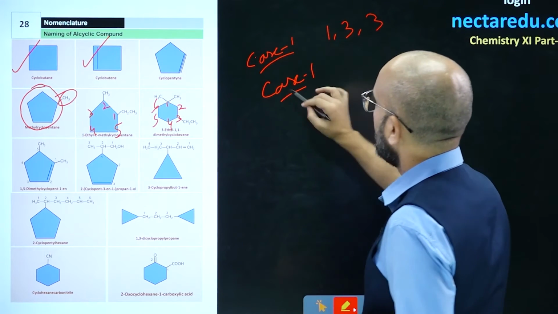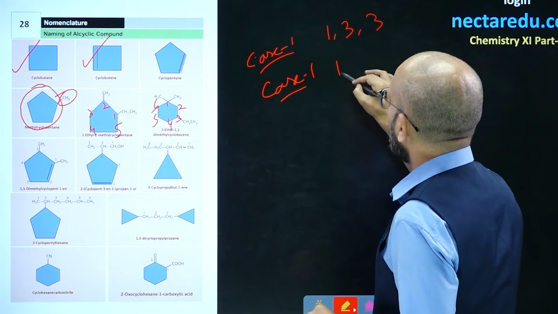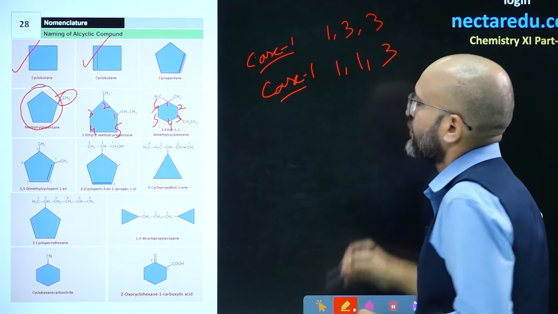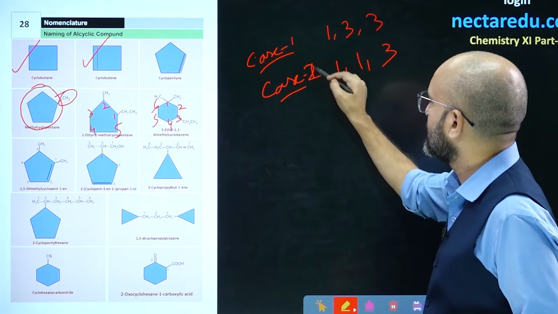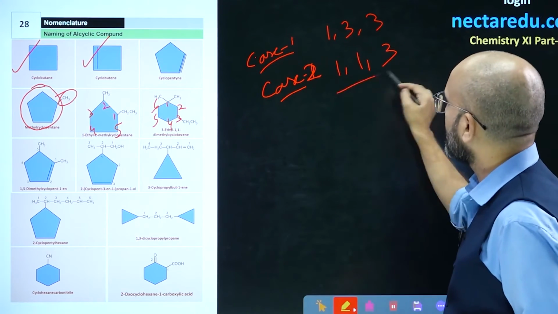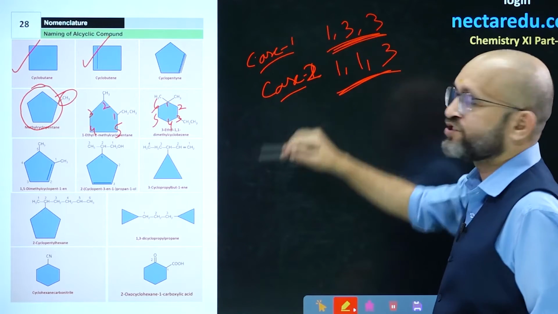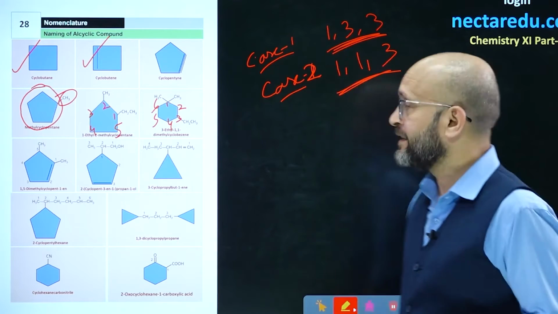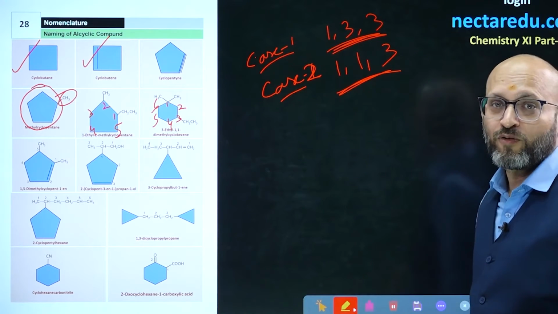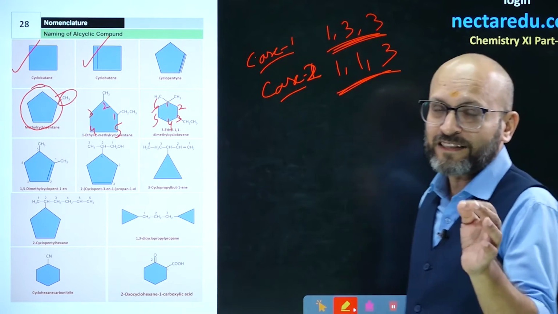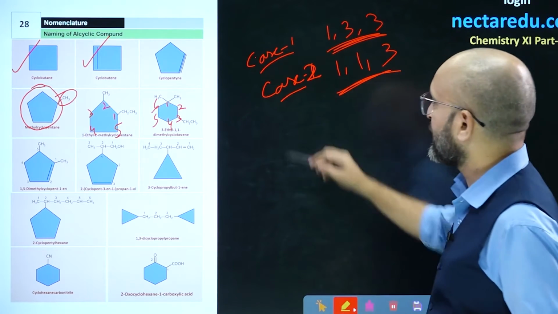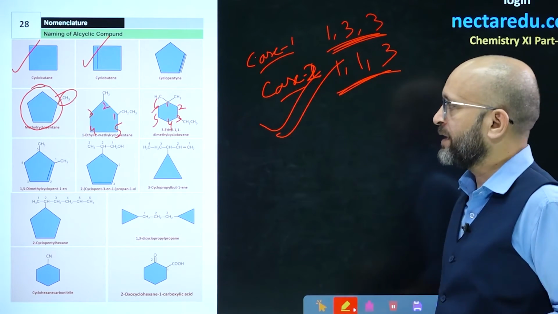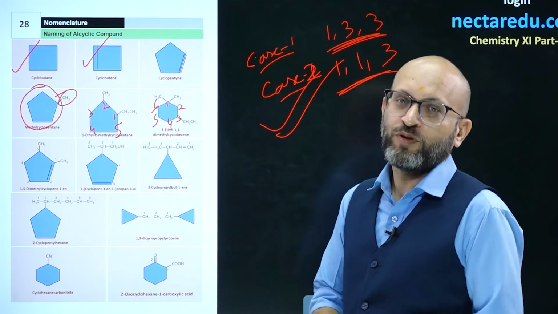So in this case, the numbers will be 1, 1, 3. In the second case, the positions are 1, 1, 3. In case 1, we have positions 1, 3, 3. So I think you will agree with me that in the second case we are getting the lowest locants. So the correct numbering is in case 2.